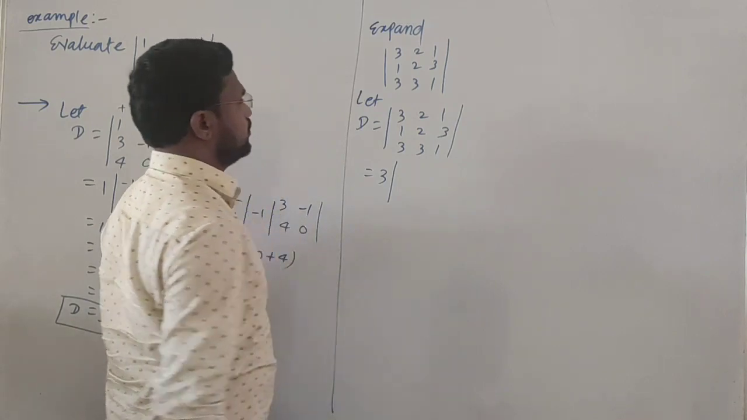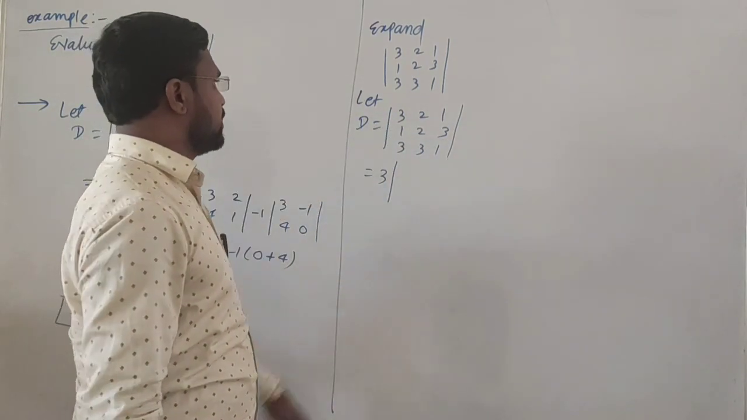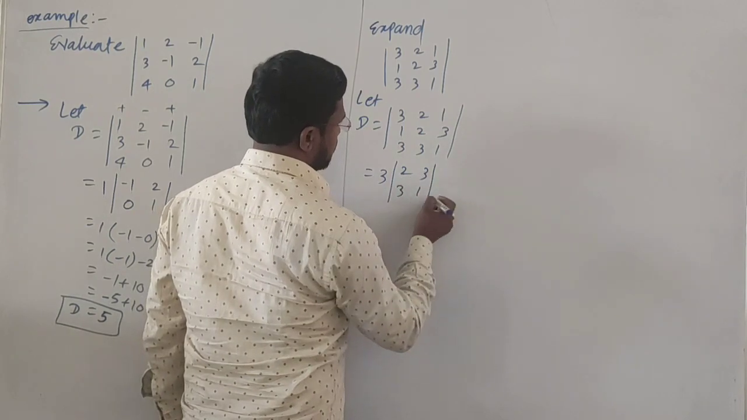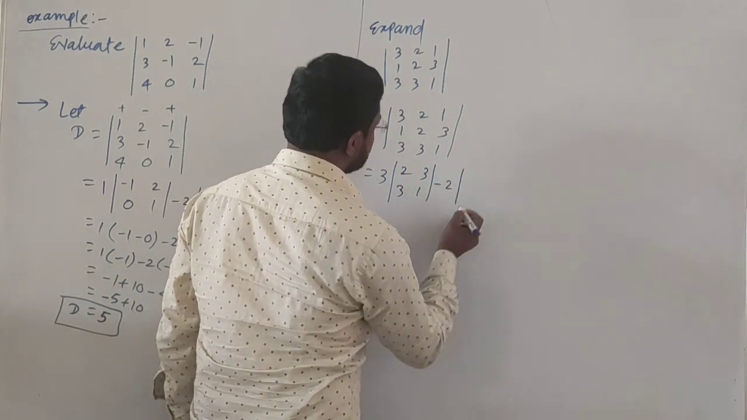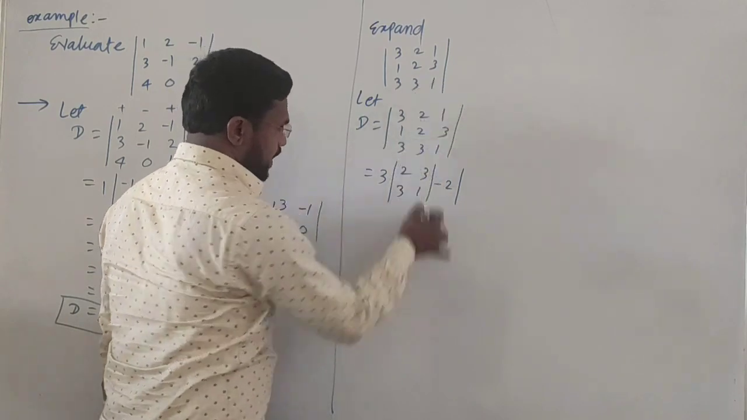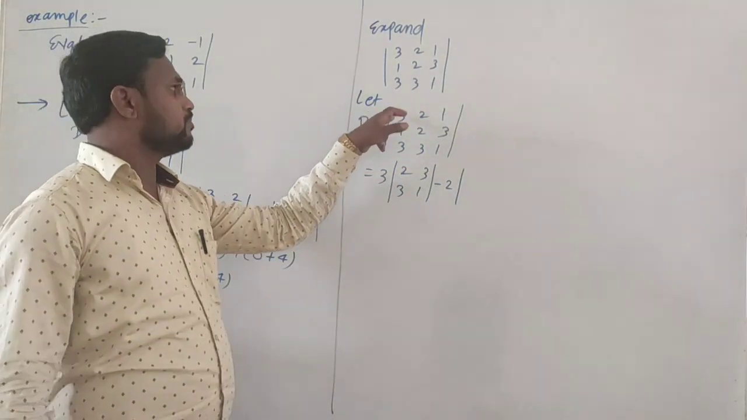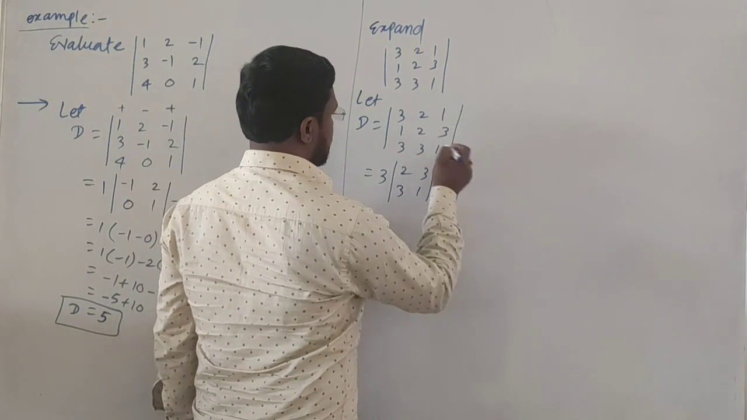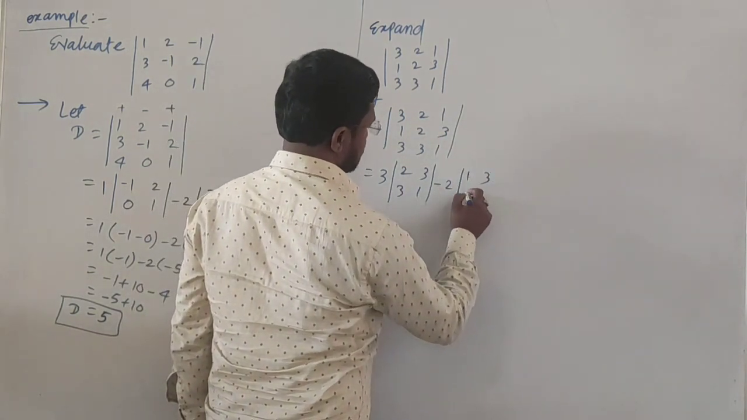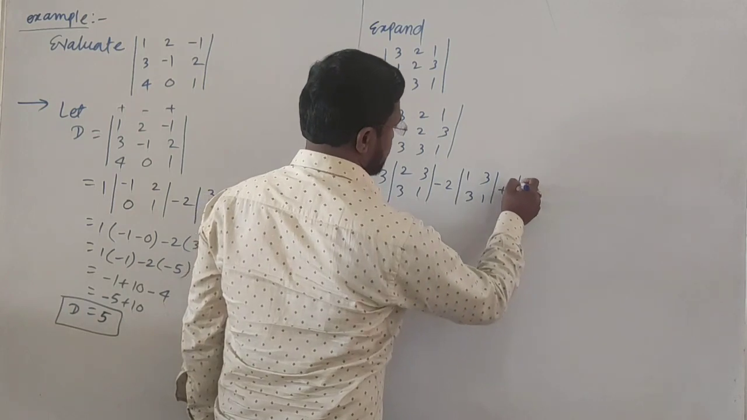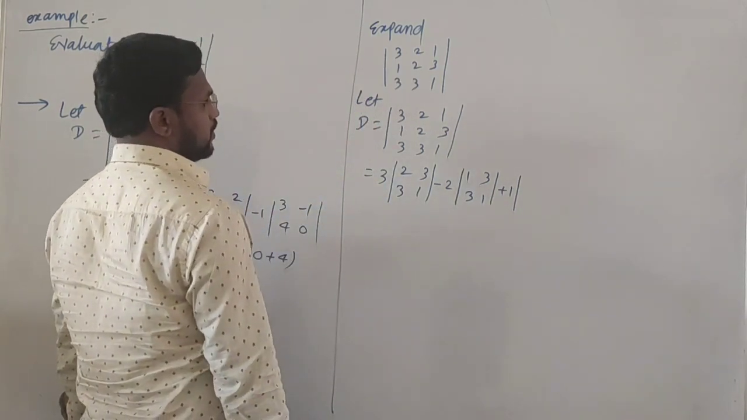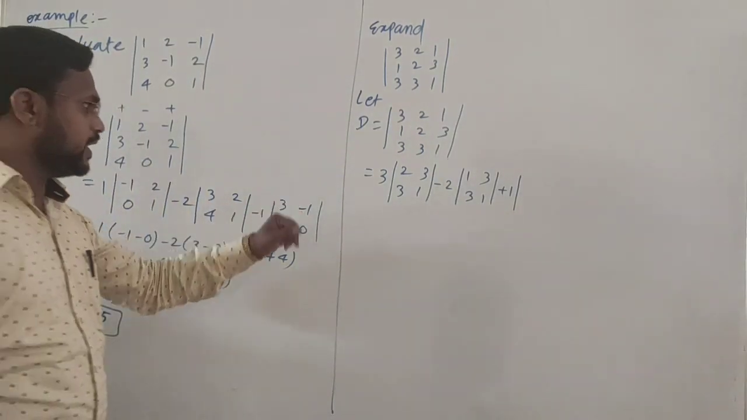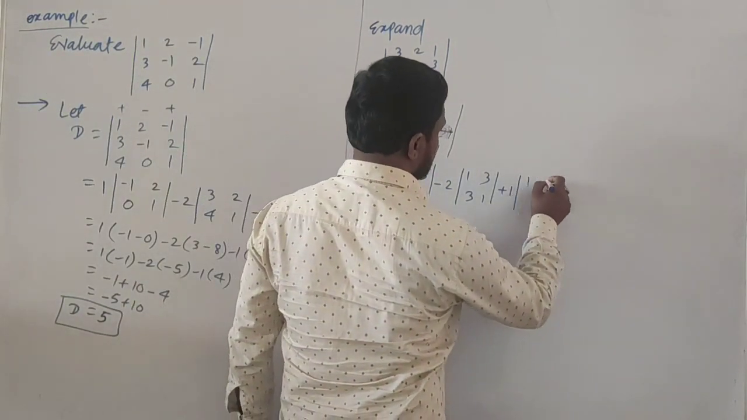First row, first column, you eliminate: what is the answer of these? 2 3 3 1, minus 2. First row, second column, eliminate: 1 3 3 1, plus 1. First row, third column, you eliminate this: 1 2 3 3.